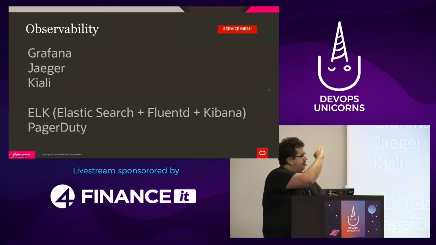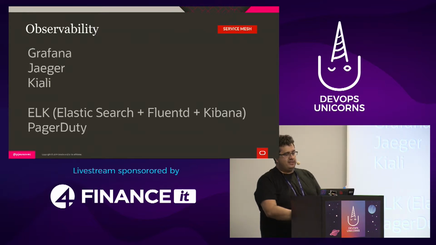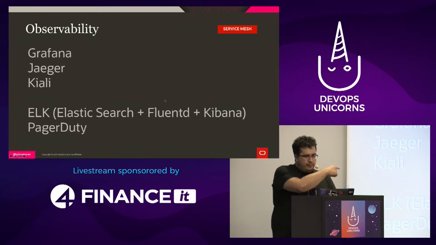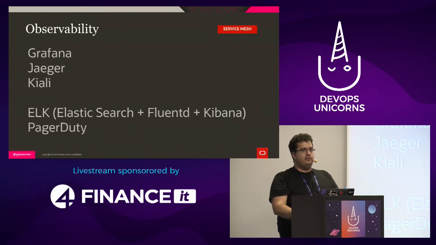The first 3 are the service mesh specific. Of course, you can use them anywhere else as well, but those are the things that get installed with Istio service mesh. And at the bottom, I have the Elasticsearch, Fluentd, and Kibana stack. That's basically for logging, pretty much. And finally, PagerDuty. Anyone familiar with PagerDuty?